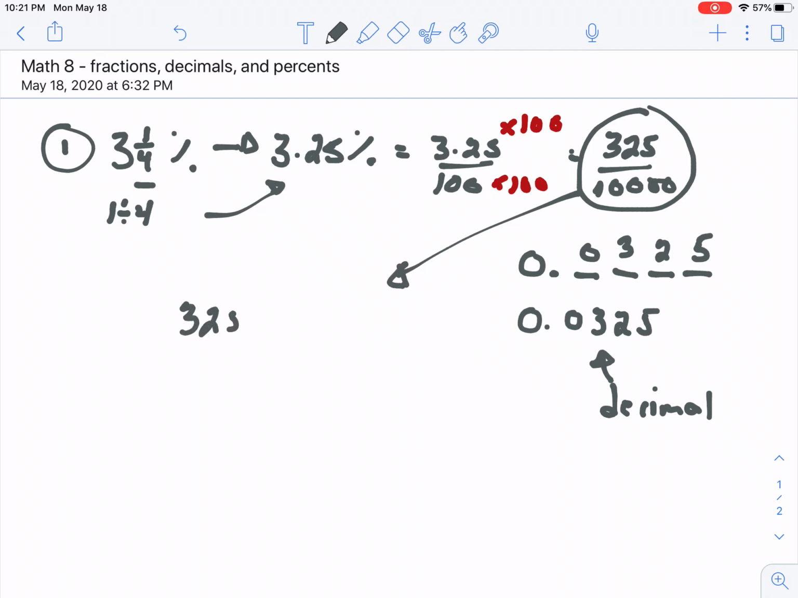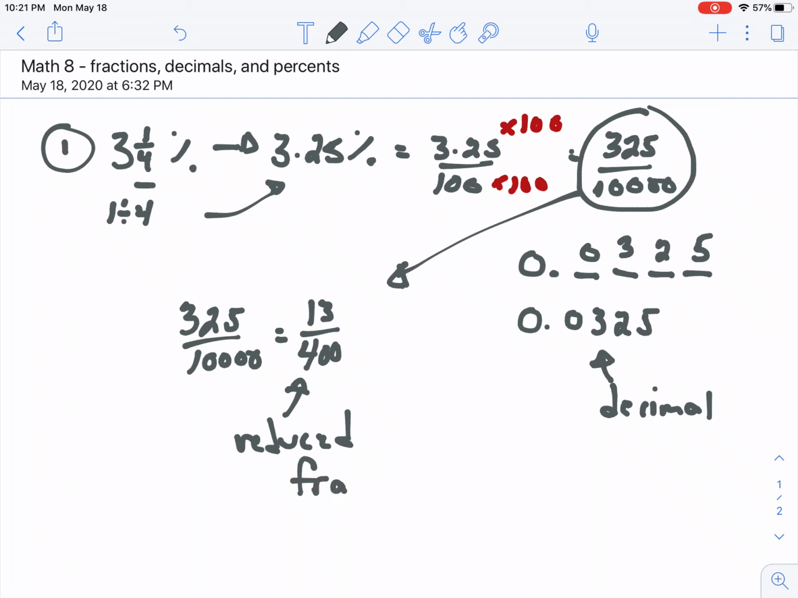So I have 325 over 10,000. Now I can see that it's based on the 25, so I'm going to try and divide the fraction by 25, top and bottom. I know the 10,000 is divisible by 25. So when I set that up, I simply get 325 divided by 25 is 13, and 10,000 divided by 25 is going to be 400. So I can have a reduced fraction of 13 over 400.